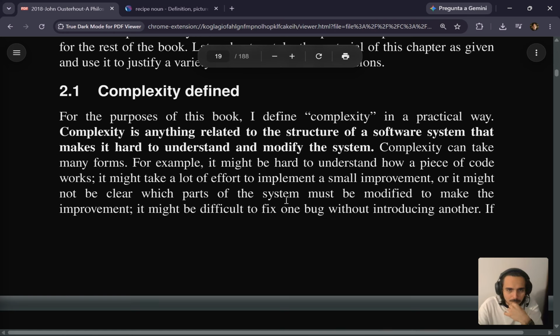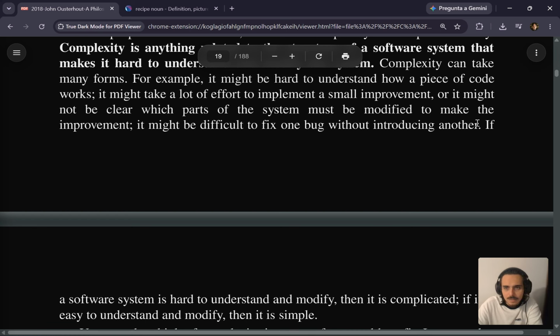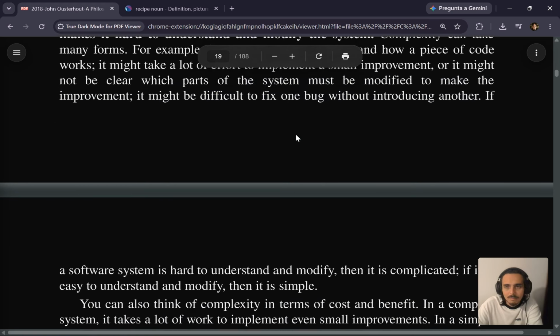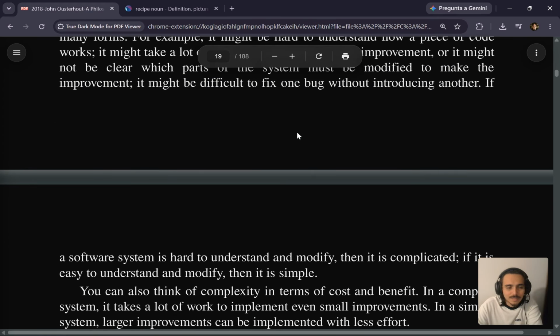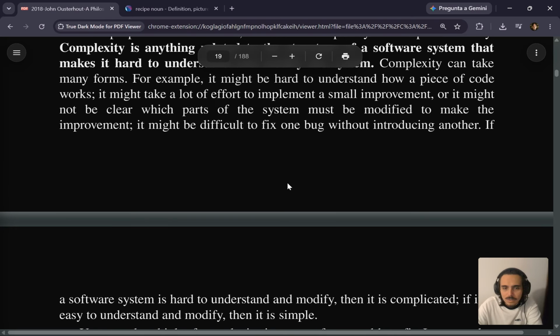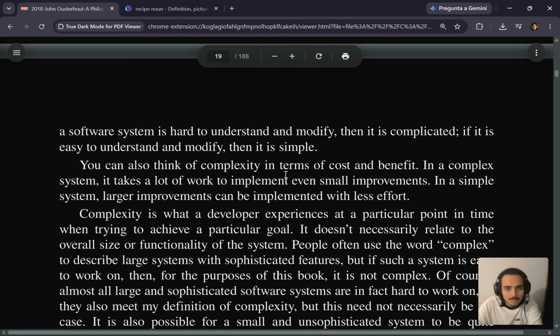Complexity can take many forms. For example, it might be hard to understand how a piece of code works. It might take a lot of effort to implement a small improvement, or it might not be clear which parts of the system must be modified to make the improvement. It might be difficult to fix one bug without introducing another. Yeah, this is a hell I can imagine. Even tiny fixes can have a huge blast radius. This is one of the biggest consequences of complexity, I believe.